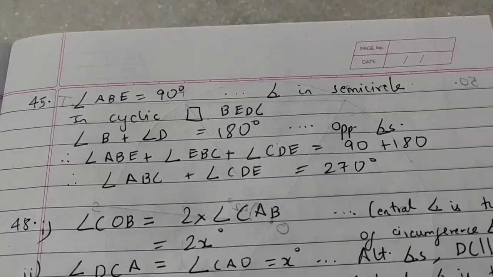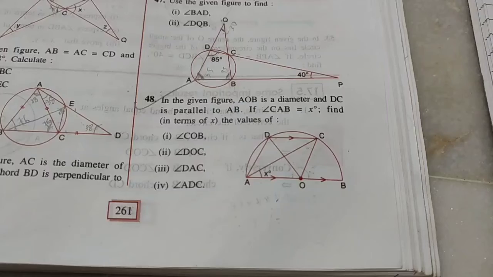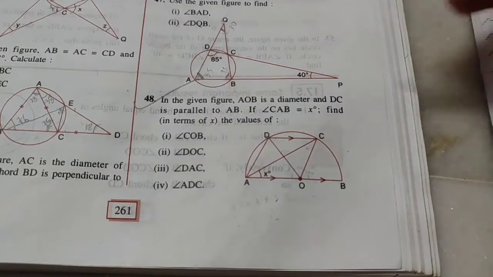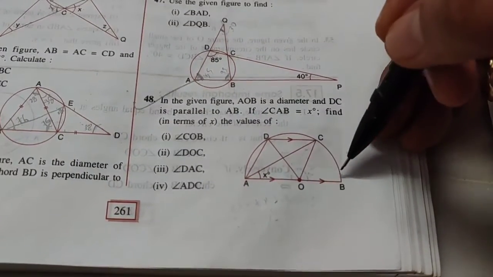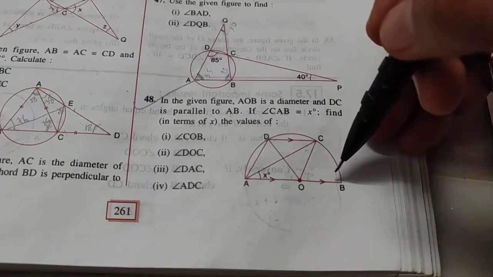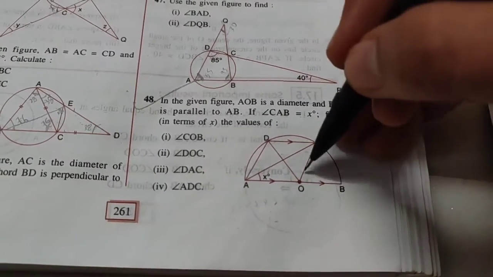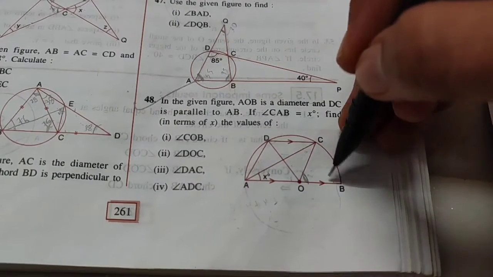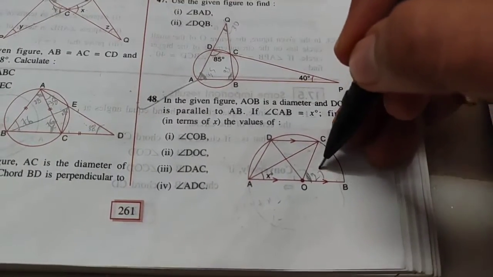Next, let's solve the 48th sum. Here, there are no values given. Only x is given, so all answers will be in terms of x. This is x. How much is COB? Now, if this was a complete circle, then you would have given me the answer instantly, because you could see that COB is a central angle and CAB is a corresponding angle at the circumference. So how much will COB be? 2x. That's right.